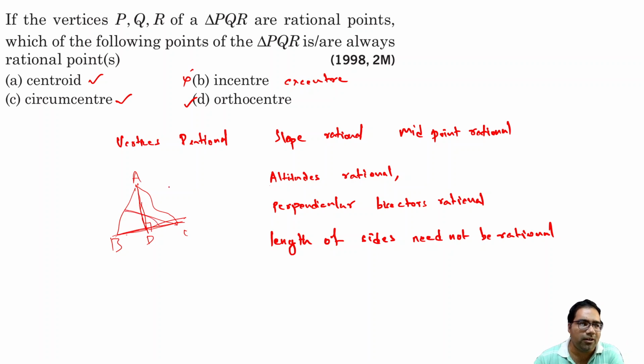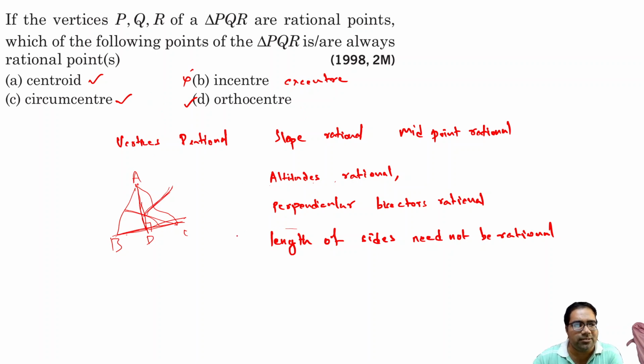At the same time, all perpendicular bisectors, they also will have rational coefficients. Right. So perpendicular bisectors and altitudes all will have rational coefficients. So the meeting point of altitudes is also rational. So the orthocenter is also rational. Similarly, the circumcenter is also rational because perpendicular bisectors are rational. But the length of sides need not be rational.